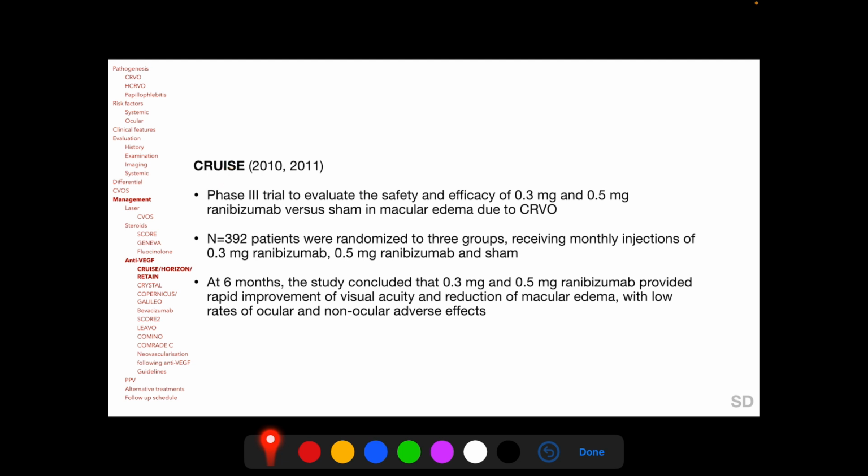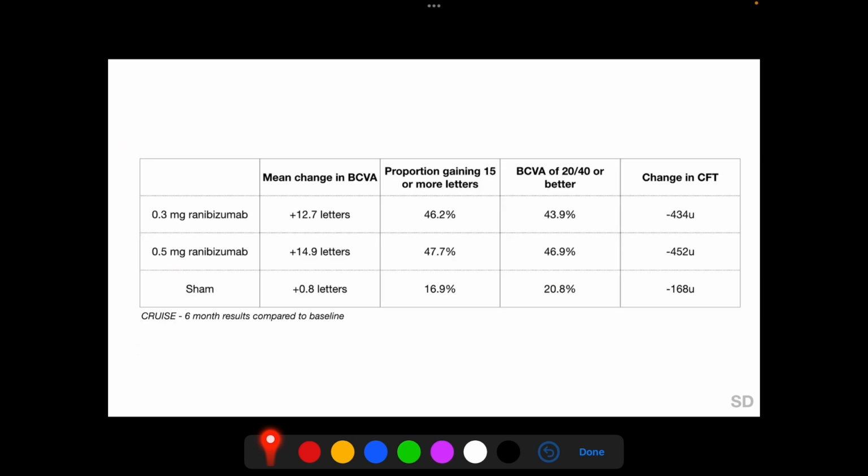CRUISE was a phase 3 trial designed to evaluate the safety and efficacy of two doses of ranibizumab, 0.3 mg and 0.5 mg, versus sham in macular edema due to CRVO. 392 patients were included and were randomized to three groups receiving monthly injections of 0.3 mg ranibizumab, 0.5 mg ranibizumab or sham. At 6 months, the study concluded that both 0.3 mg and 0.5 mg ranibizumab provided rapid improvement of visual acuity and reduction of macular edema with low rates of ocular and non-ocular adverse effects. This table shows the 6-month results of the CRUISE trial.